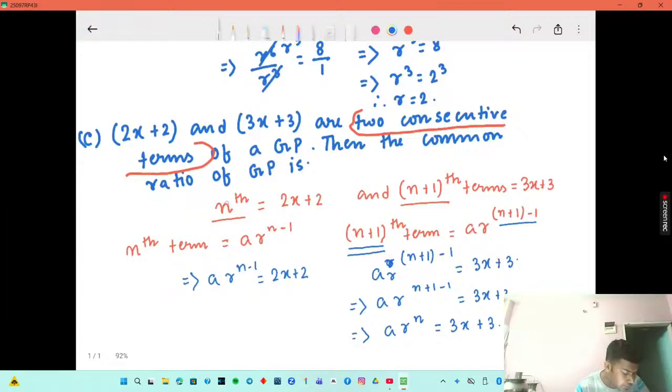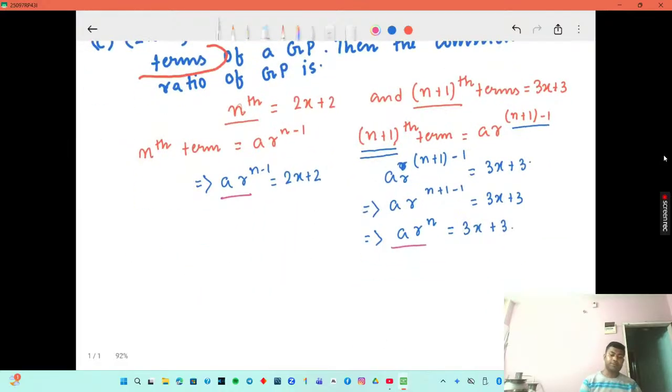So now can you tell me which one is greater, a r to the power n minus 1 or a r to the power n? Which one is greater between these two? Please tell me in the chat box. If someone can tell me, please write in the chat box. I will definitely see which one is greater.